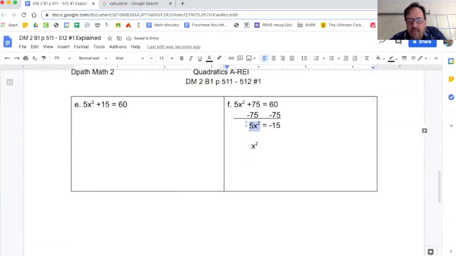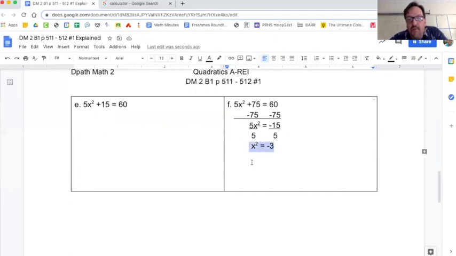It's on the next page. That's why it disappeared. What I have to do is divide both sides by 5. Should be easy enough. And negative 15 when I divide it by 5, now I've got x squared equals negative 3. And now I'm stuck. You might have noticed before this that I was going to get stuck. But now I'm definitely stuck.